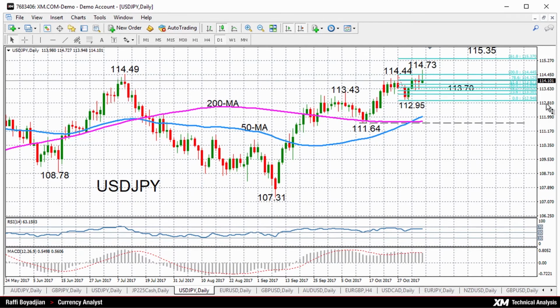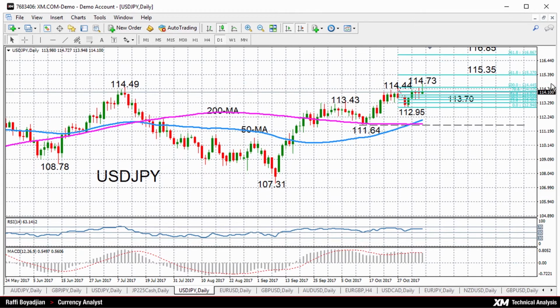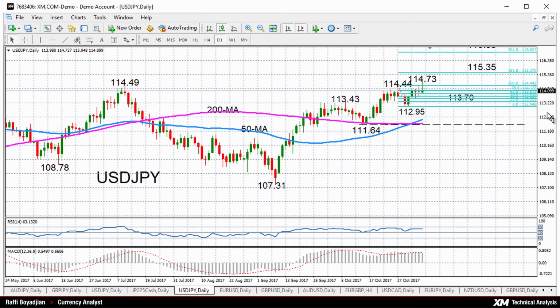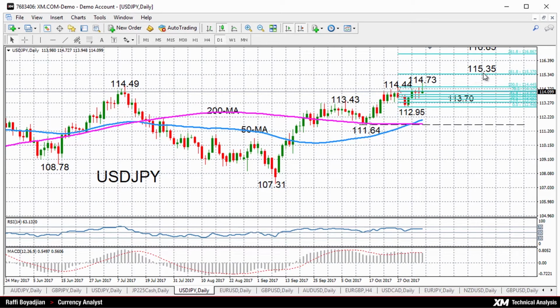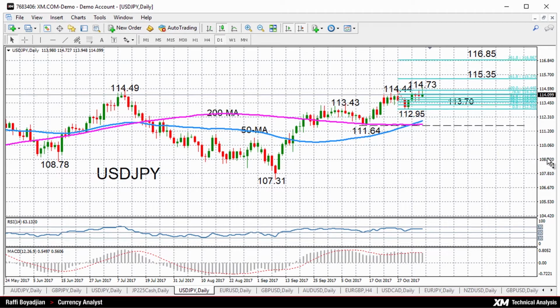the near term. We saw prices hitting a near 8 months high of 114.73 earlier today. Further gains, we should see prices targeting the 161.8% Fibonacci retracement level of that down leg from 114.44 to 112.95. That's the 115.35 level, and further up we have the 116.85 as another potential resistance target.